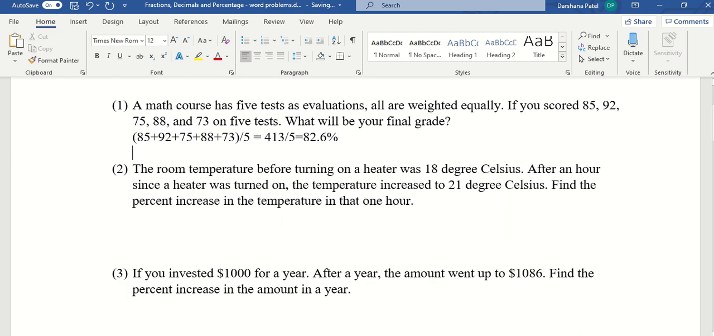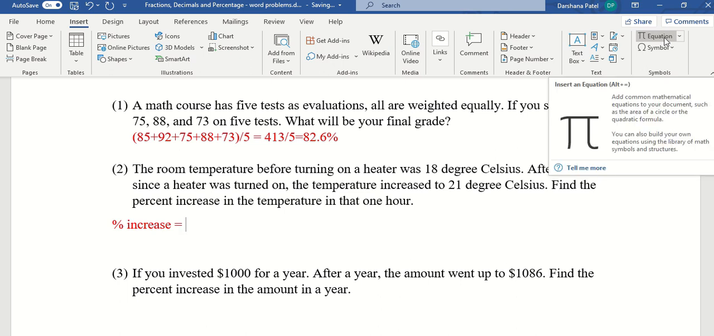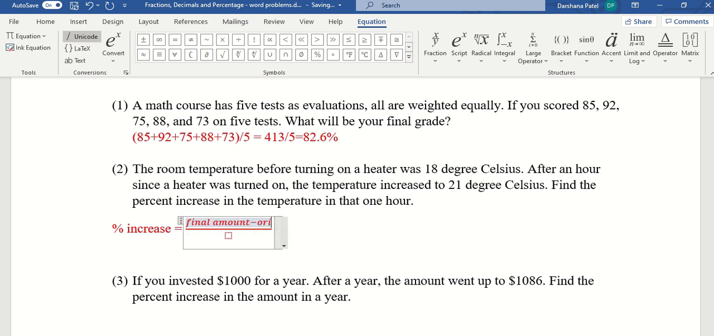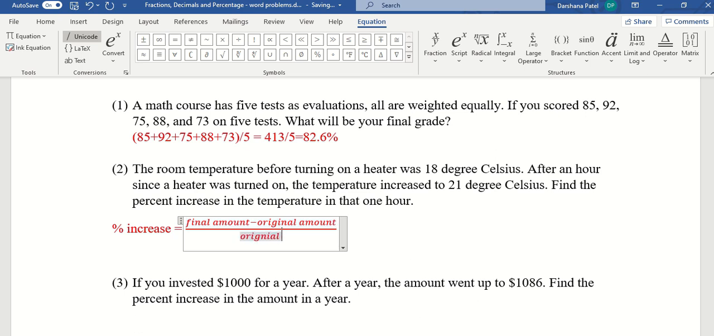Second one here then, we are told the room temperature before turning on a heater was 18 degrees Celsius. After an hour since the heater was turned on, the temperature increased to 21 degrees Celsius. Find the percent increase in the temperature in that 1 hour. So percent increase is, in terms of formula, the final amount minus original amount, divided by the original or initial amount.